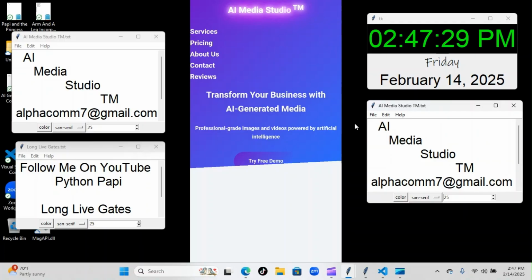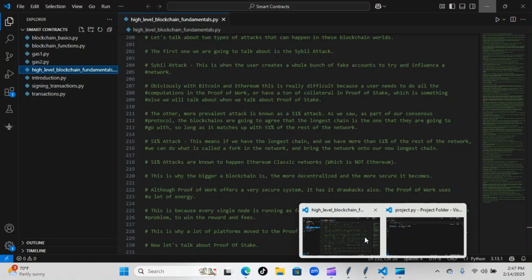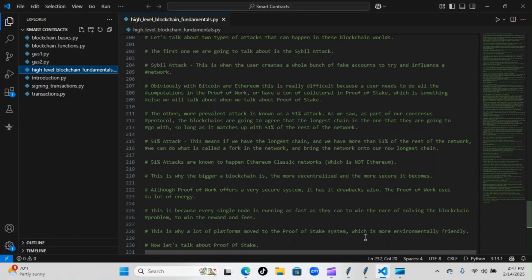All right, on today's episode of Python Papi, we're back inside our smart contracts project. Let's have a look at what we went over today. We're still inside our high level blockchain fundamentals module, so let's pick up where we left off from yesterday.